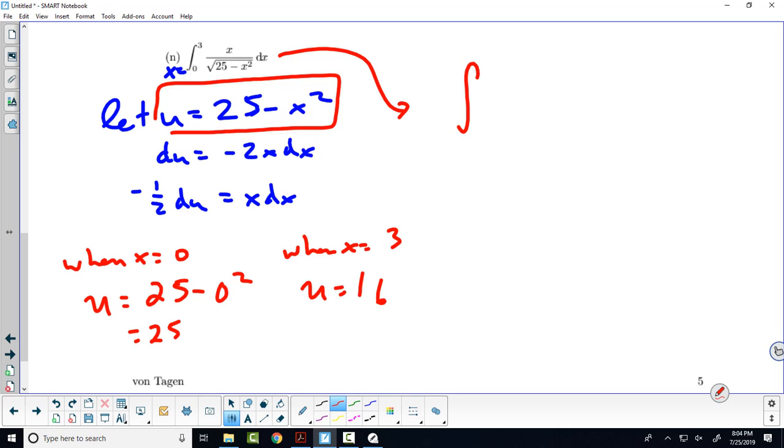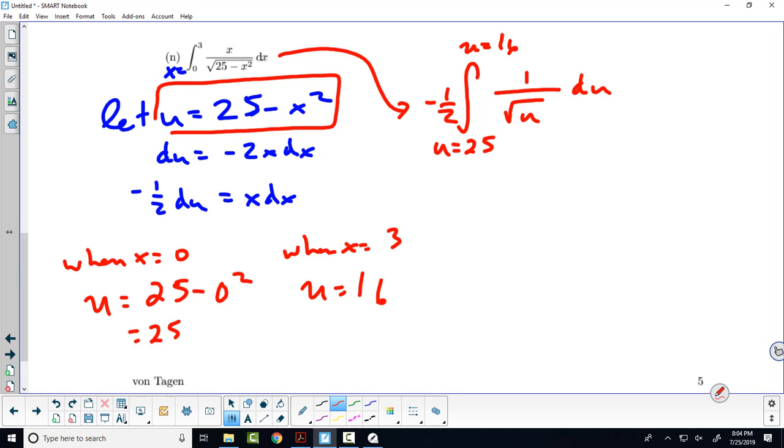So we get the integral from u equals 25 to u equals 16 of minus 1/2 times 1 over the square root of u du. Everyone see what I did there? Why is the minus 1/2 out in front? Because that's where I like my constants.